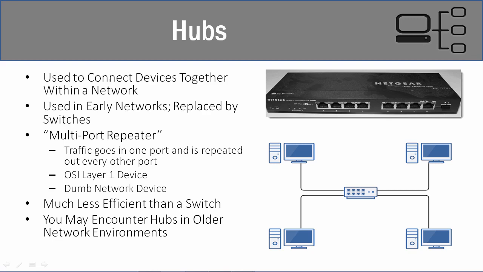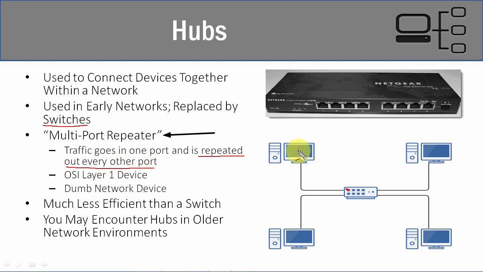Like I said, we don't use hubs anymore. We used to use them a long time ago. They were used in early networks, but we now replace them with switches, and we'll talk about that in the next lecture. We don't use them because they're inefficient and they are what we consider a multi-port repeater. So what do I mean by multi-port repeater? Well, when traffic goes into one physical port on this hub, it is repeated, meaning it's sent out on every other single port.